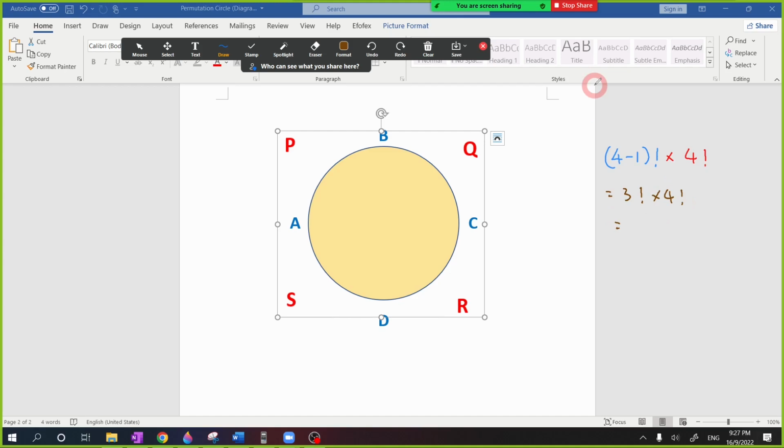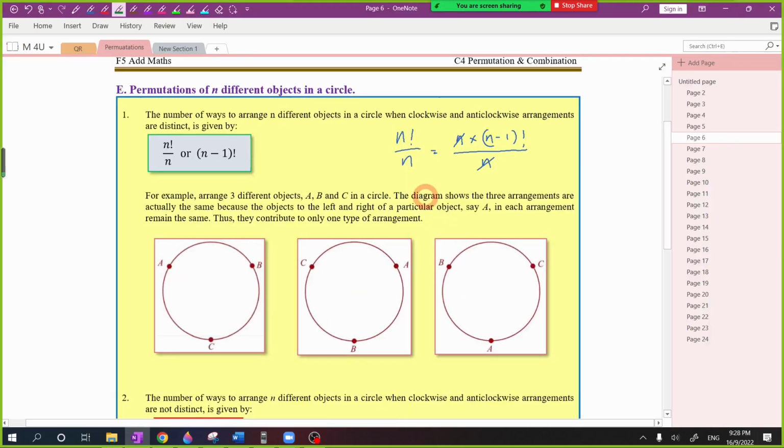3 factorial times 4 factorial, which is equal to 144. Okay, so this is the way we solve this type of question. Okay, let's go to the last part of this video.